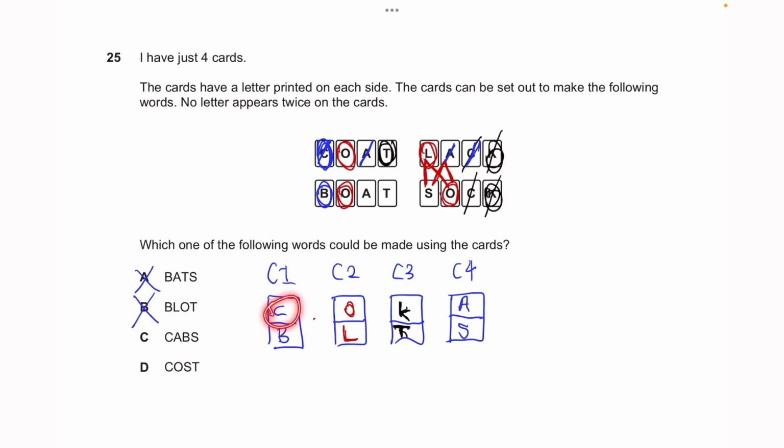Cabs, we've got C-A-B-S. Nope, that doesn't work because we'd be using only 2 cards to show that whole word, which is not possible. And the last one, we've got the word cost. So we've got C-O-S and T, and that works. So I'm going to highlight that: C-O-S and T, and they're all on different cards. So our answer is D, cost.